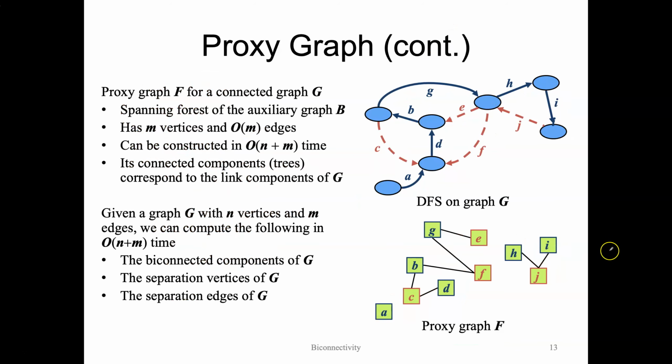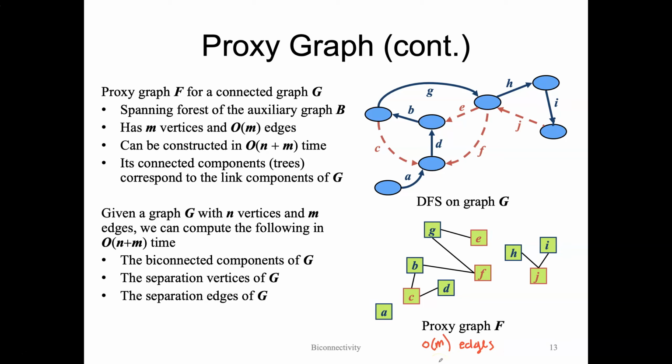Here we go. So this was that proxy graph that we created from our original graph G. This is a spanning forest of our original auxiliary graph that we had made, which had too many edges. We were just more careful about how we created it now so that we get a spanning forest. This is really the least number of edges necessary. So since we've got m vertices in this proxy graph and we have a spanning forest, this means that we have big O of m edges as well. This is the least number of edges to connect those vertices.